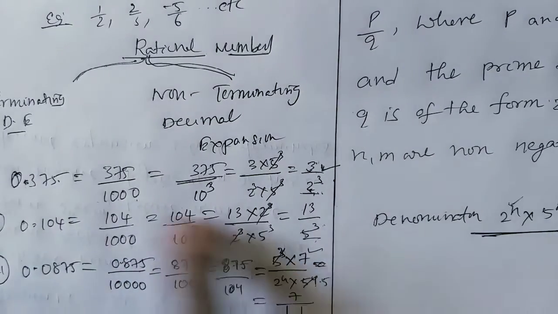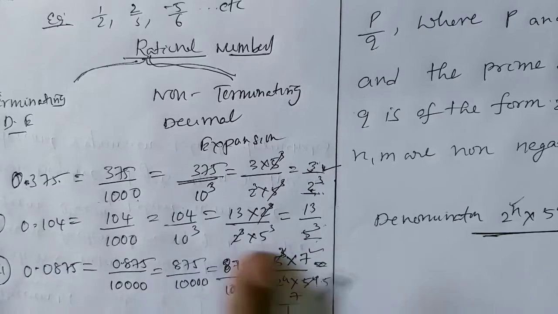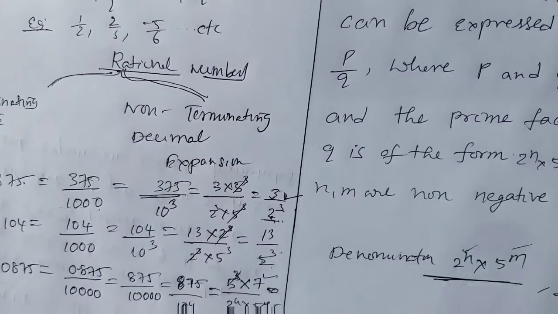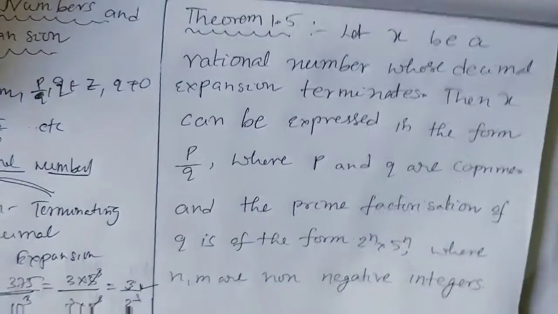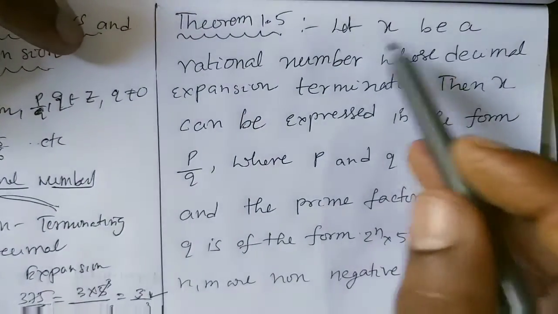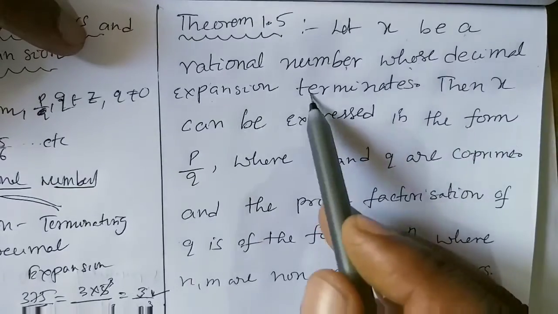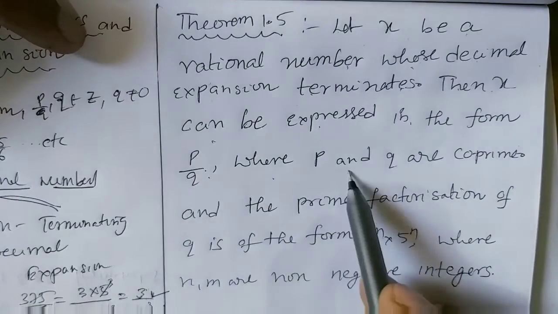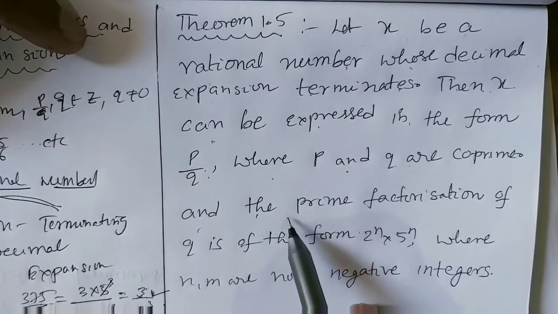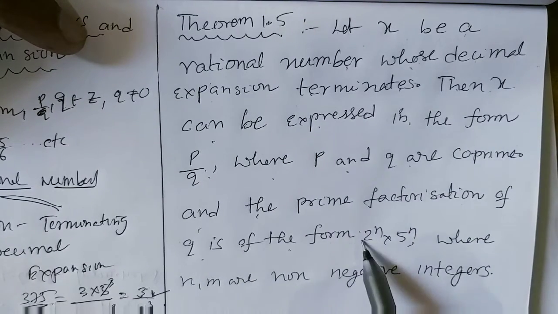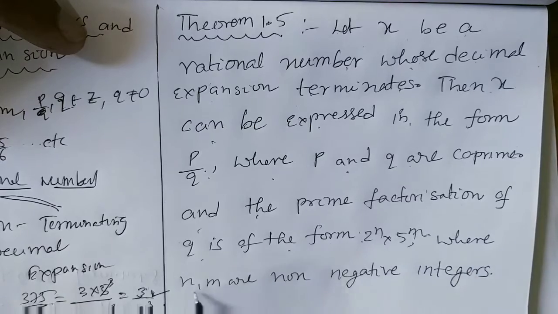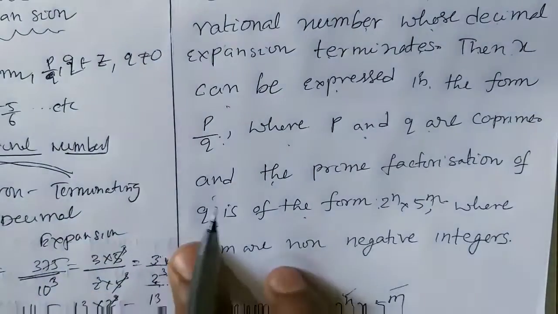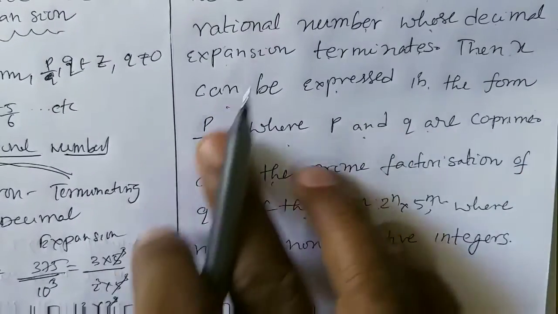Whatever we have learned up to now about terminating decimals, there is a theorem about it. What is that theorem? See theorem 1.5, what is it telling us? Let x be a rational number whose decimal expansion terminates. Then x can be expressed in the form P by Q, where P comma Q are co-primes, and the prime factorization of Q is in the form 2 power n into 5 power m, where n comma m are non-negative integers. That is it. What we have learned up to now is converted into theorem 1.5.